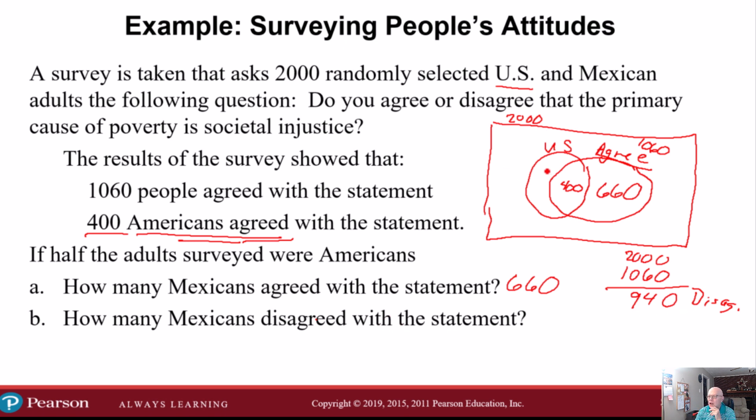Well, we had, excuse me, how many Mexicans disagreed? So we've got 940 disagreed. How many Americans disagreed? Let's see.